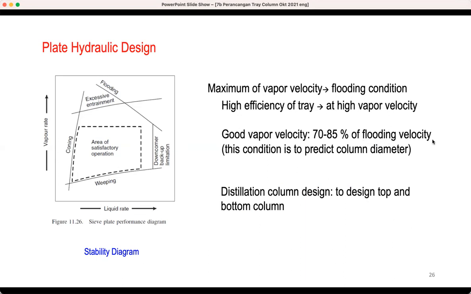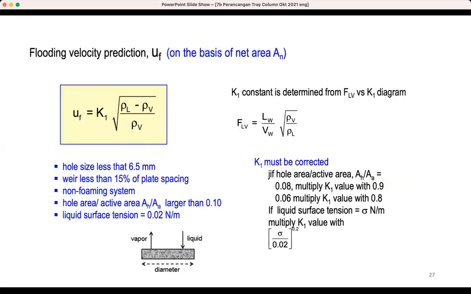And then we have to determine the flooding velocity, which will be used to predict the column diameter. The distillation column design is actually that we design the top column diameter and also the bottom column diameter. If the top and bottom column diameters are not much different, then you can use the larger one for both sides, top and bottom. If the diameters on the top and bottom differ significantly, then you have to choose different diameters for the top and the bottom column.